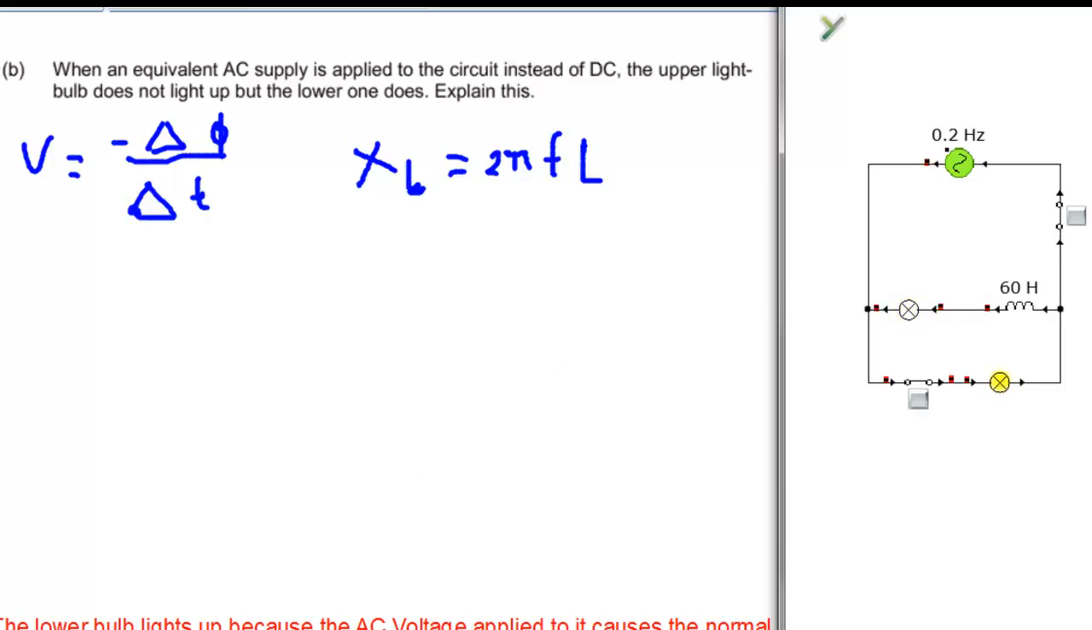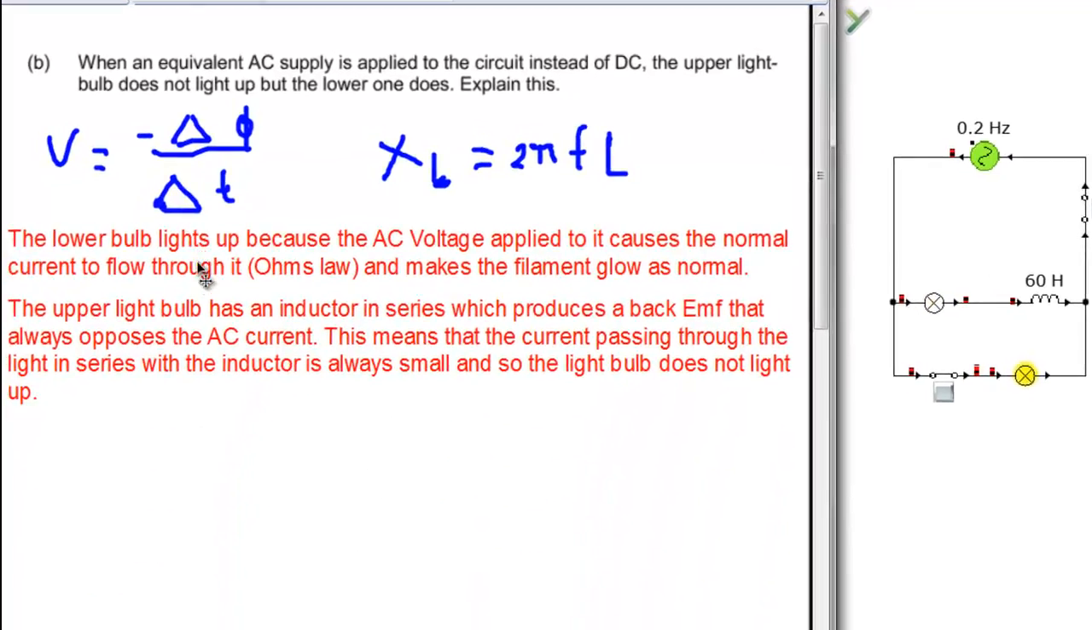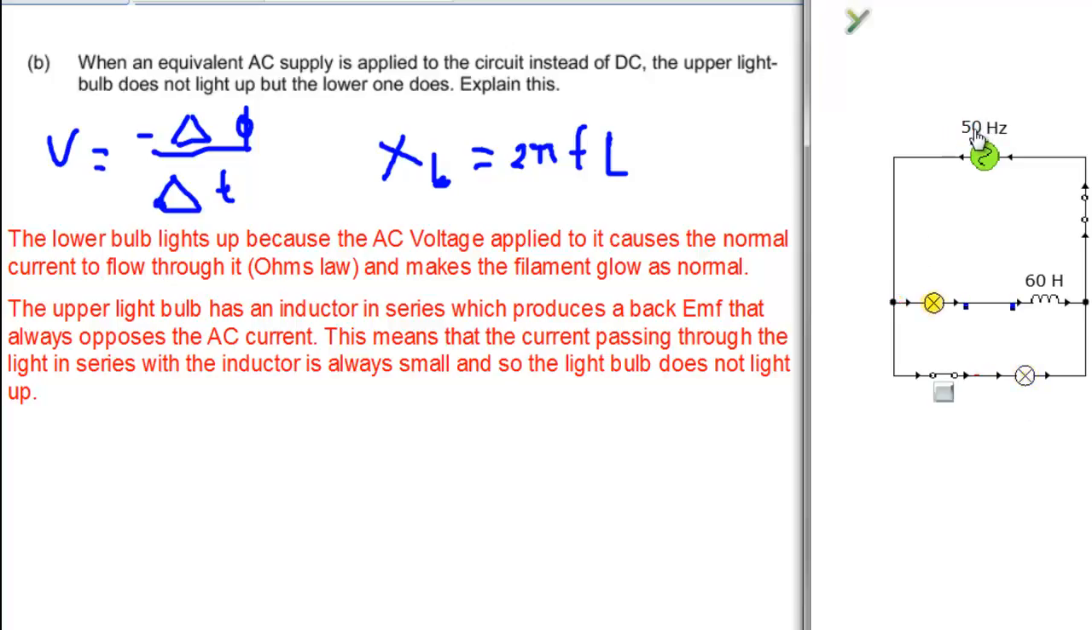and so less current can flow. If we wanted to look at a more formal sort of answer, it says the light bulb lights up because the AC voltage applied to it causes the normal current to flow through it via Ohm's law, and the filament glows. So this is that bottom one with a normal sort of frequency of say 50 Hertz. It just glows normally, but the upper bulb has an inductor in series with it, which produces a back EMF, electromotive force, that always opposes the AC current. So when that's plus, then that's minus. When that's minus, that's plus, and it's always undoing what that's trying to do, and so it prevents the current from flowing in a similar way to 5a. This means that the current passing through the light in series with the inductor is always small, so the light bulb does not light up, which is exactly what we see in our animation.